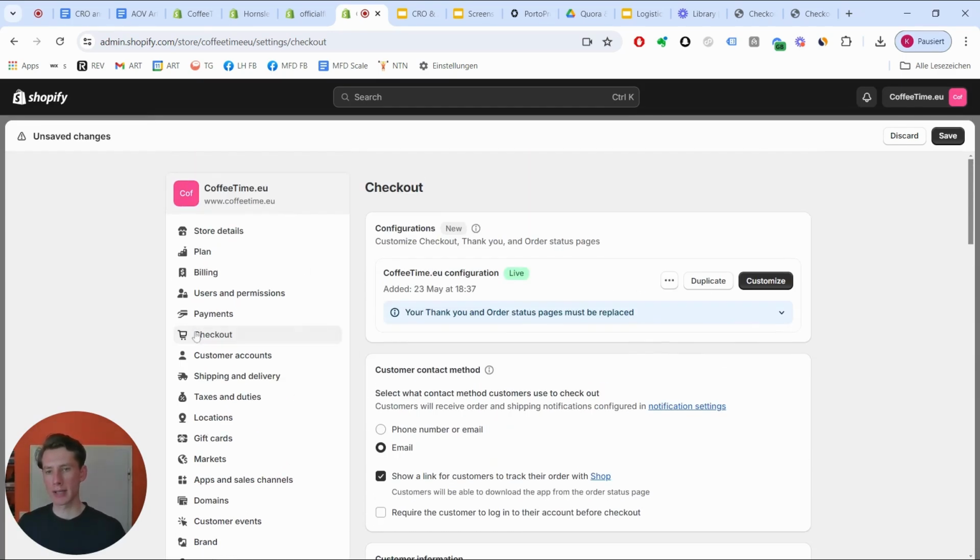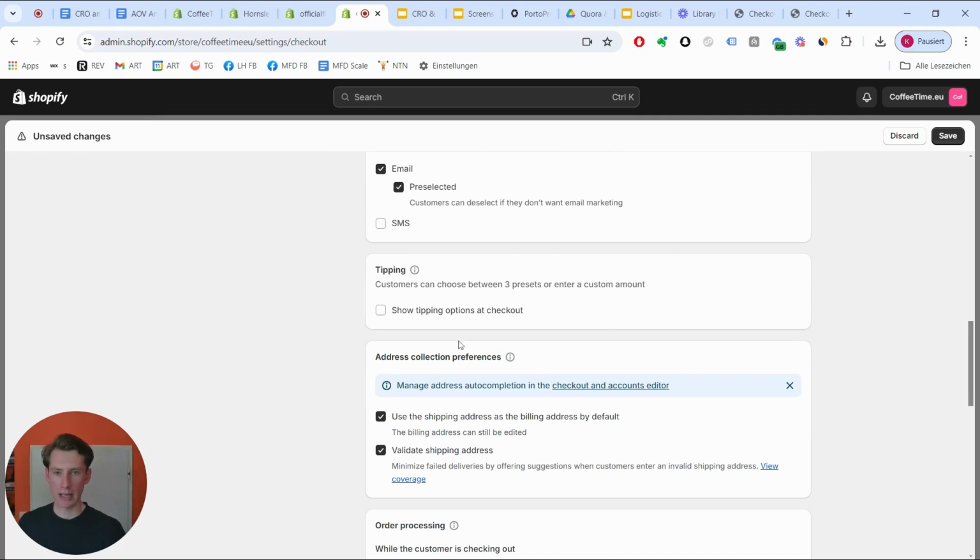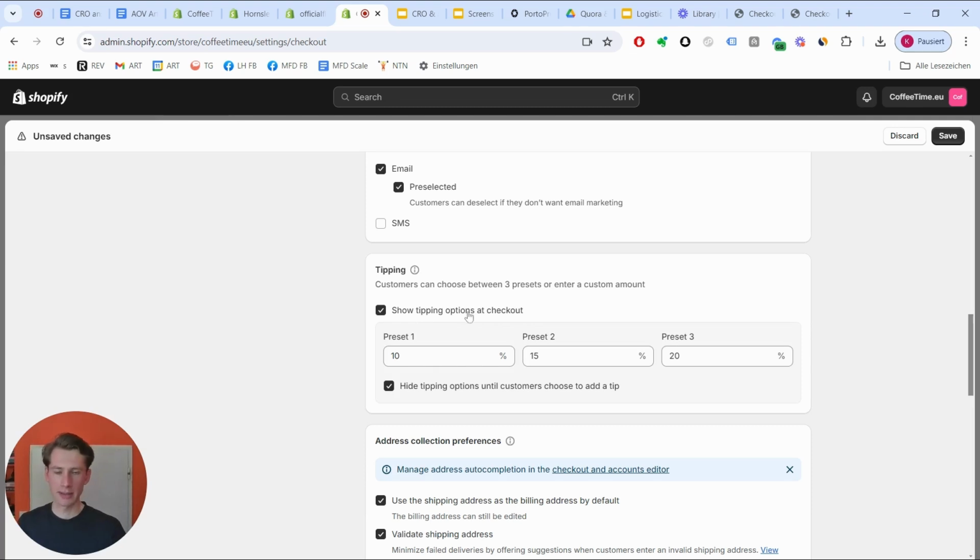So I'm in the checkout settings of a Shopify store. And if you scroll down, and I specifically unselected it, here you obviously have the tipping option. It's a little bit hidden. And you'd be surprised how many stores forget about this or don't even know about this, or just literally forgot to press it once and then don't really think about it again until maybe months or years later, at which point they left so much money on the table.